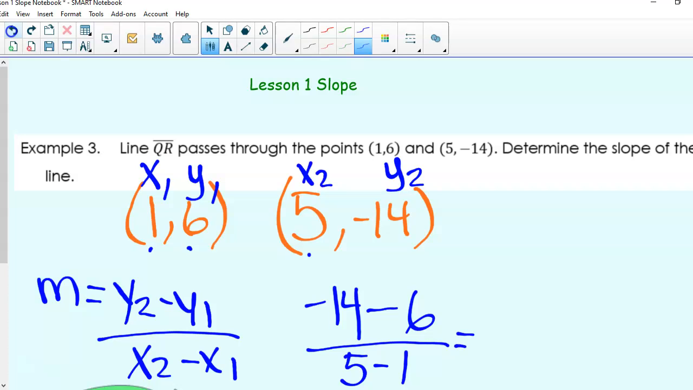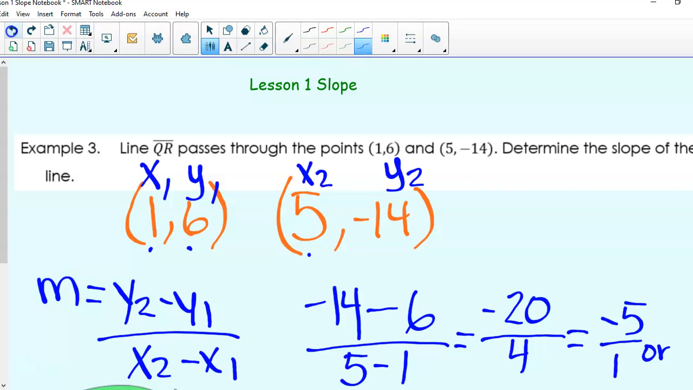Negative 14 minus 6 gives me a negative 20. Divide by 5 minus 1, that gives me a 4. And this is equal to negative 5 over 1, or negative 5. Now, we can plug this all right into Desmos. I don't want you to worry about your negatives. Make sure that you're plugging them into the calculator so that we make the least number of errors possible.